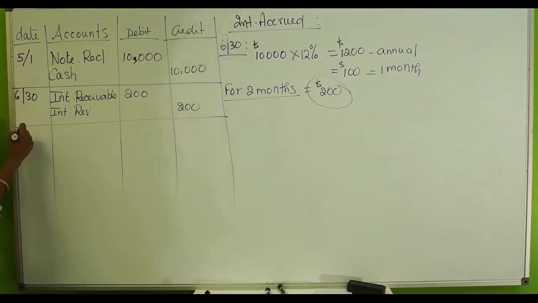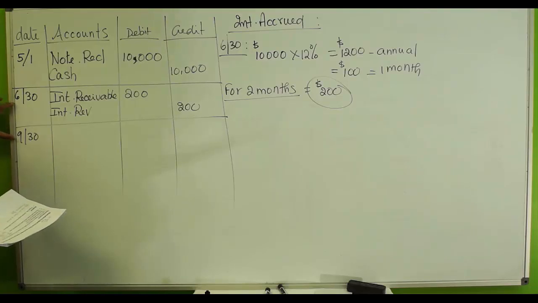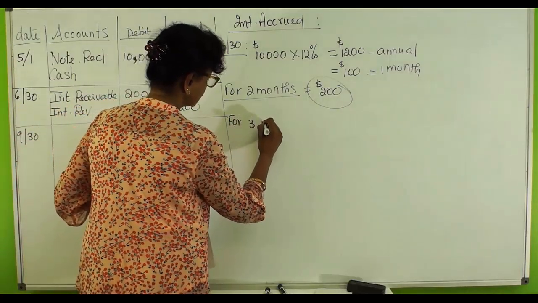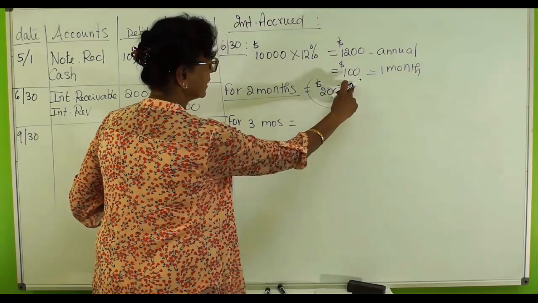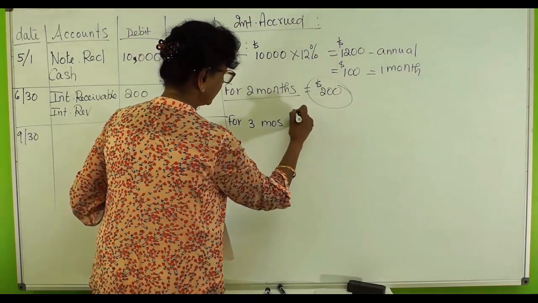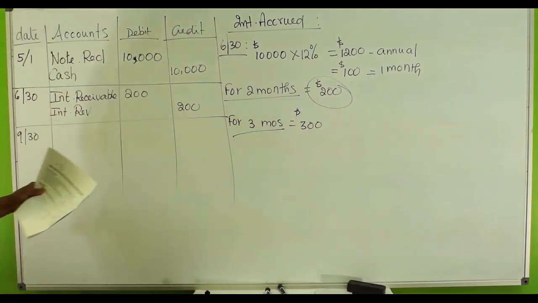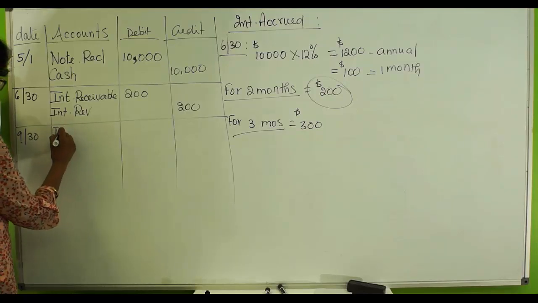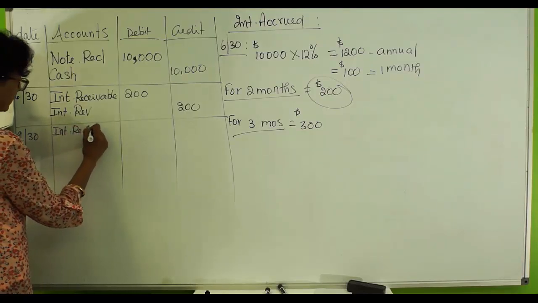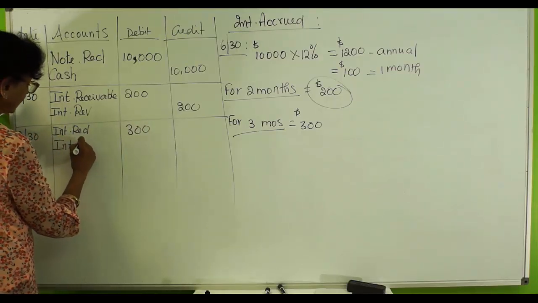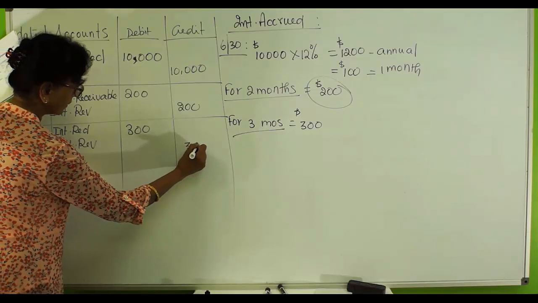And then September 30. Now we have to accrue for the second 3 months from June 30 to September 30. So for 3 months, if interest is $100 for 1 month, therefore for 3 months it would be $300. So here again you debit interest receivable 300 and credit interest revenue 300.